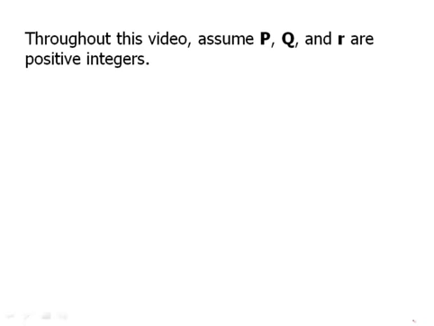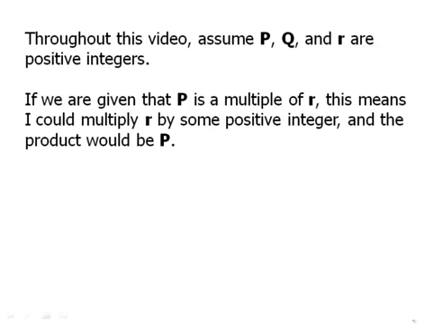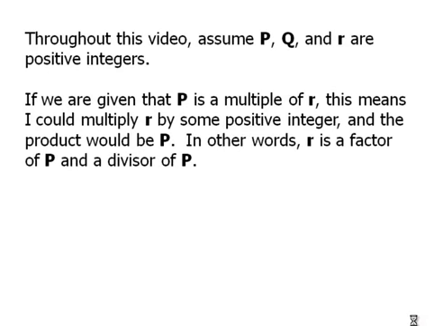Throughout this video, assume P, Q, and R are positive integers. If we are given that P is a multiple of R, this means I could multiply R by some positive number and the product would be P. In other words, R is a factor of P and a divisor of P. So there's always that reciprocal relationship between multiples and factors.